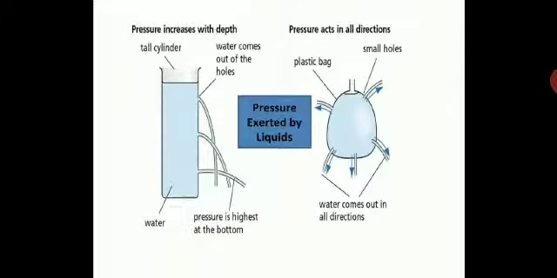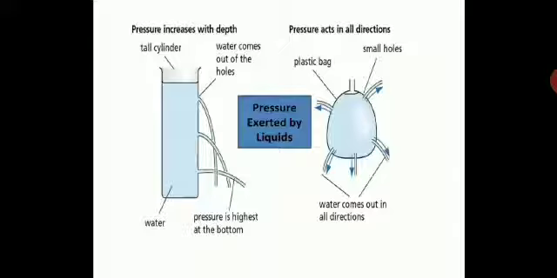Then next you will see pressure increases with depth. Here a diagram is shown where you have a container like a vertical cylinder. You have a vertical tall cylinder here, and a liquid like water is being put in the tall cylinder. So you will see from which point water comes out first. Let us see. That means at that point the pressure is maximum.